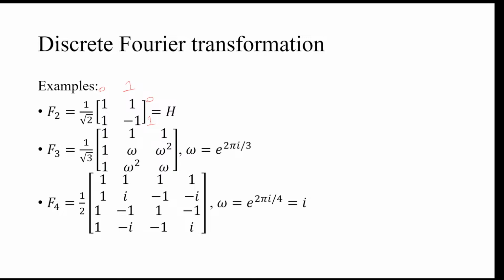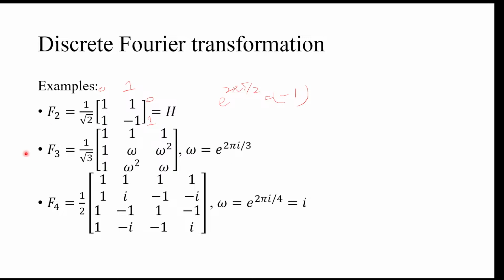So for f2, e to the 2 pi i over 2 equals minus 1. So we have minus 1 to the 0th power, which is 1, and minus 1 to the 1st power, which is minus 1. And it's normalized by 1 over square root 2. This is the Hadamard matrix, as we talked about before.